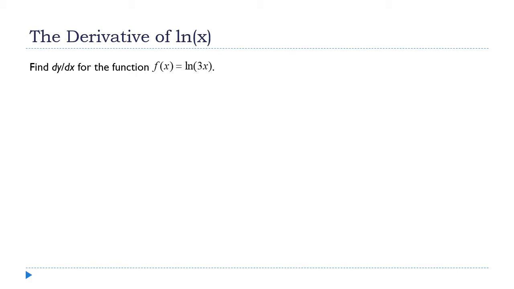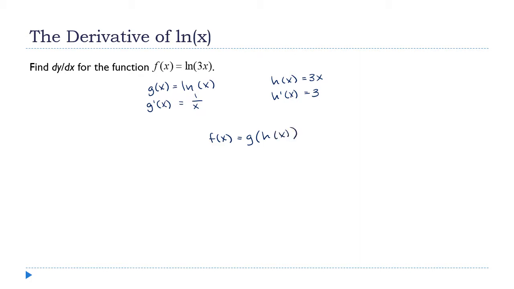I'm going to let g of x equal the log of x, and I'm going to let h of x equal 3x. All right, so then h prime of x is 3, and g prime of x is 1 over x. All right, so f of x is g of h of x, right?